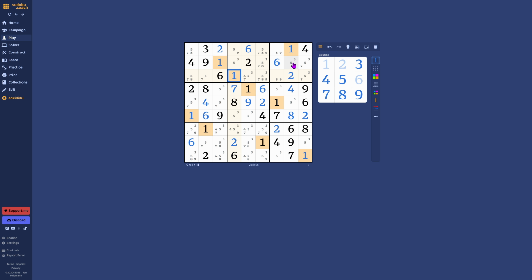5 3, 5 3. I noticed this naked pair, so here we are left with a 7. Here we are left with an 8. I don't see anything. A lot of 5 3 in this puzzle. Oh, 7 8. 3, 3, 3, 3, 7 5.